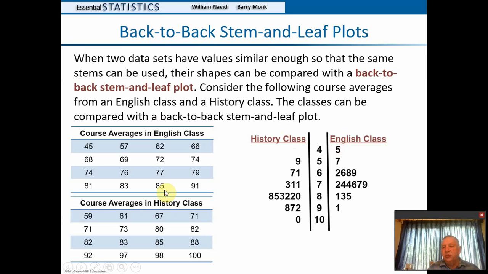I don't need these tables anymore. I've got a good way to represent them visually. Small data sets, I can only do this with small data sets, but I can go back and give you all the data back again. There was a 45, a 57, 62, 66, 68. So I can do the English class, and I can rebuild this data from the history class. I didn't have any in the 40s. I had a 59, a 61, 67, and the 100.